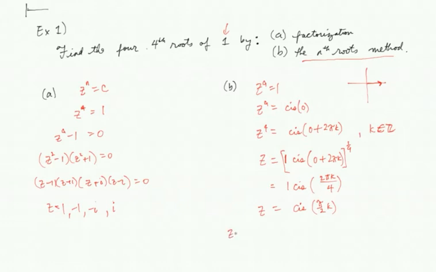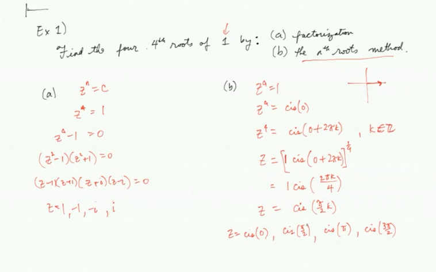So z, when k is 0, we're going to end up with cis of 0. When k is 1, cis of pi over 2. When k is 2, cis of pi. When k is 3, cis of 3 pi over 2. Okay, and those are now my four solutions. k is 0, k is 1, k is 2, k is 3. I could have picked any values of k I wanted because it'll always come back to a multiple of those, but we just started with 0.